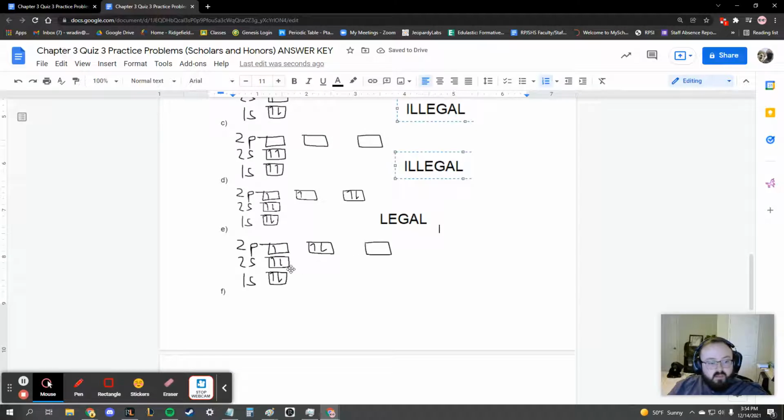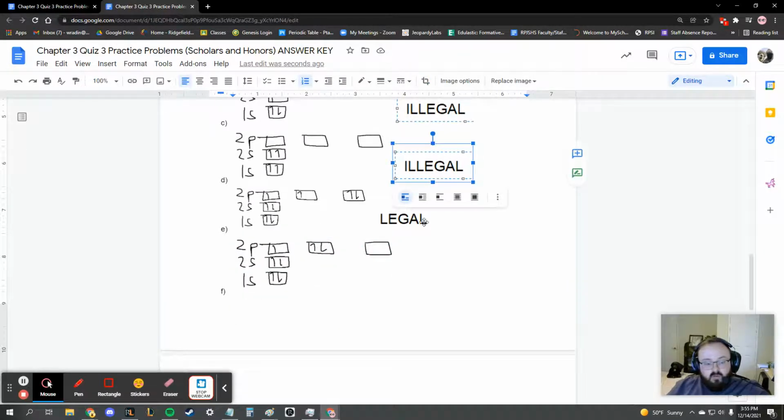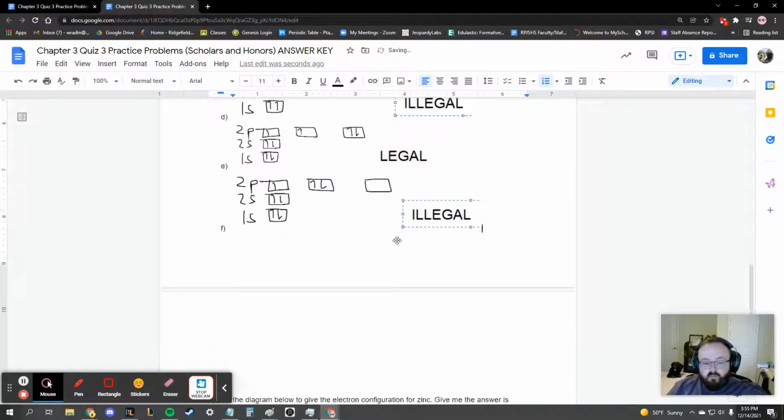And last but not least, we have our example here. Again, our 1s and our 2s look great. When we get to the 2p though, we have paired up this middle orbital before this one has gotten an electron, so we would call this illegal.